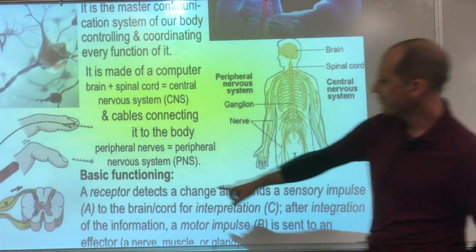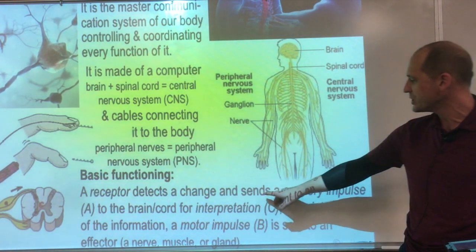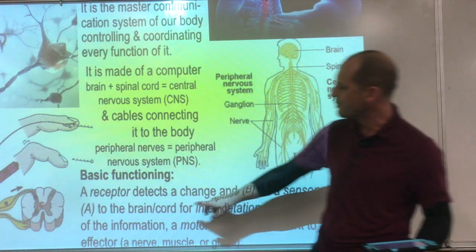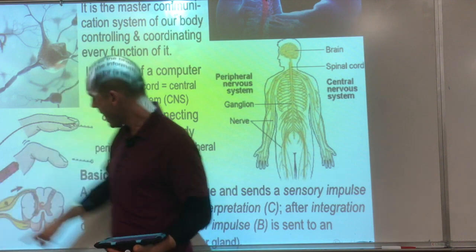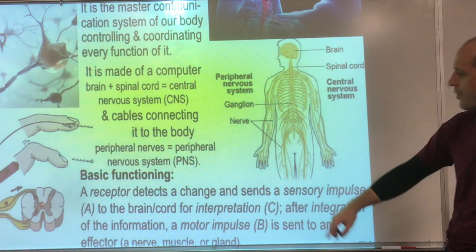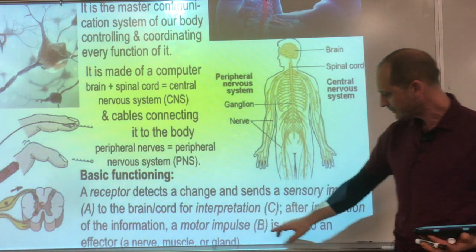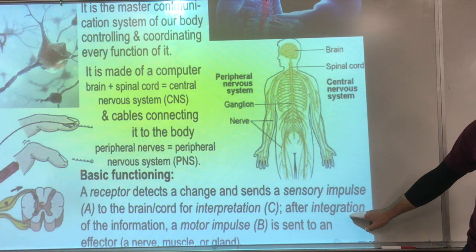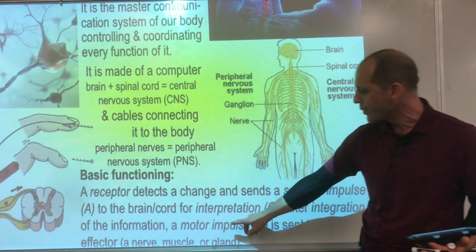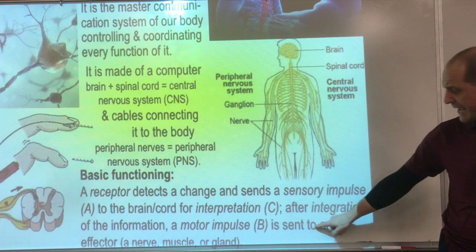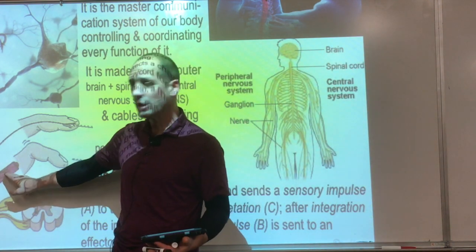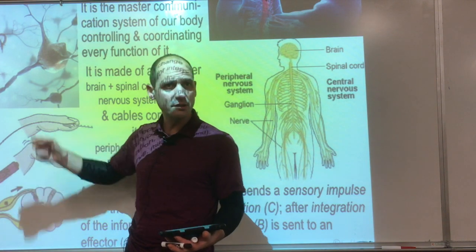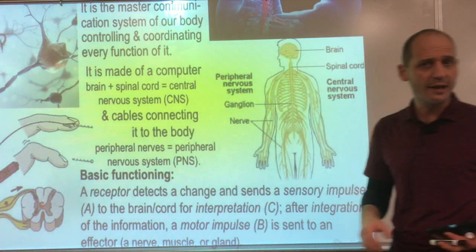The receptor detects a change and sends a sensory impulse to the brain or cord. So that's like we get pricked, oops, it goes in for interpretation. And then after that integration part, the motor impulse is sent to an effector. And here that's a muscle that then retracts the finger from the painful stimulus.